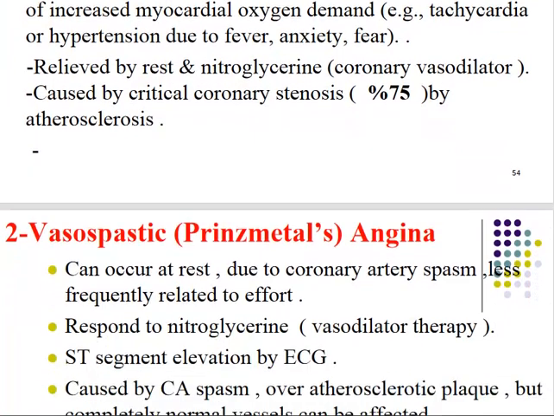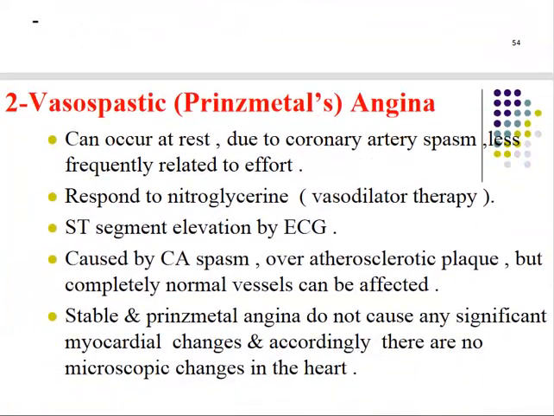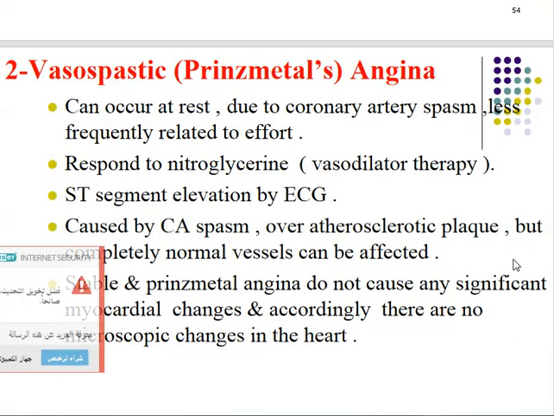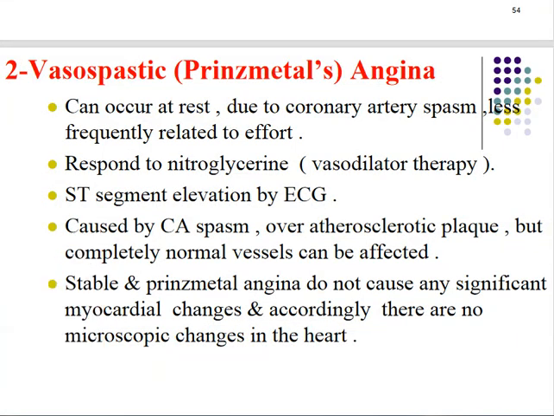The second type of angina pectoris is the vasospastic type. There is no evidence of stenosis, but there is a spasm of the coronary vessels. It can occur at rest, not only with exertion like the classical type, due to coronary artery spasm, and is less frequently related to effort. It responds to nitroglycerin, that is, to vasodilator therapy, and is characterized by ST segment elevation on the ECG.